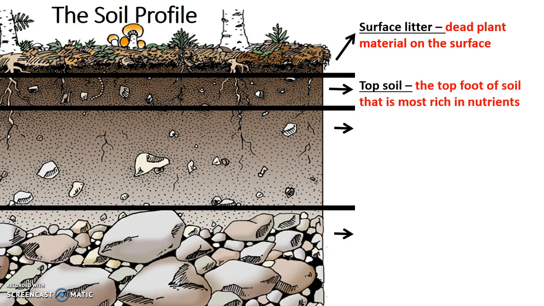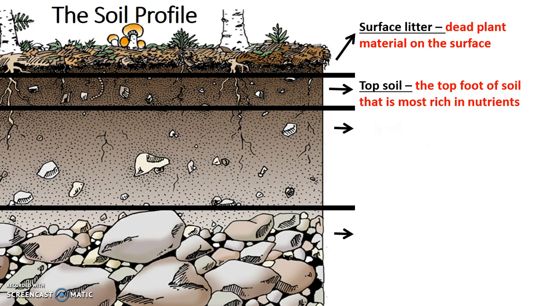Topsoil is the top foot of soil. By definition, because of the surface litter on top of it, it's the one that is most rich in nutrients, has the most organic matter in it, and it's the one where most plant roots are. Most plant roots, even the largest trees, are only in this top foot of soil because it's really the only part that has any nutritive value at all.